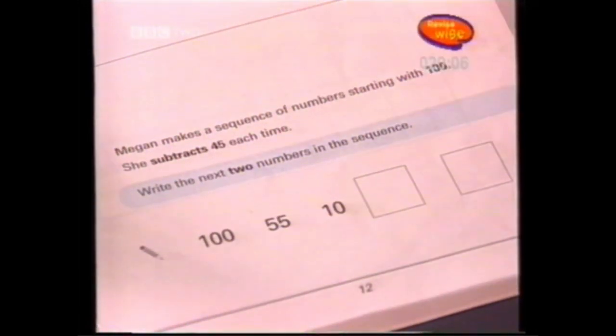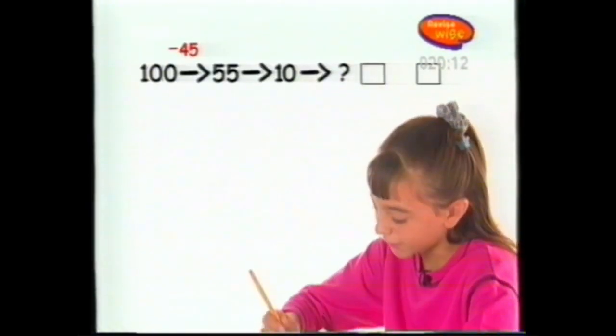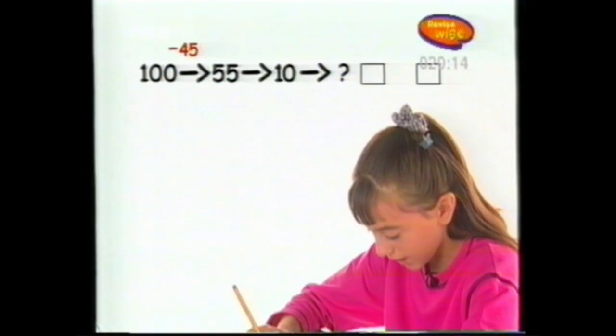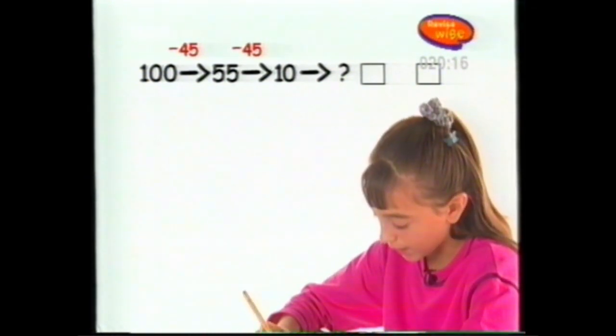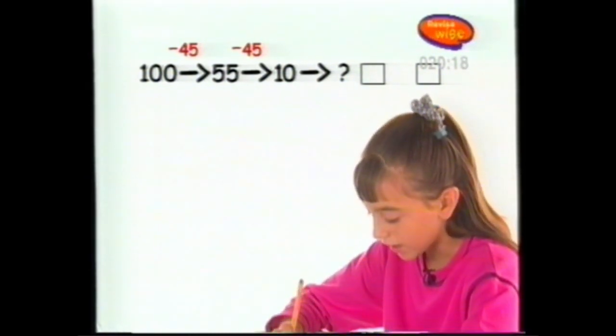With this one, they tell us what rule to apply. Yes, but there's something to watch out for here. Right. 100 minus 45 is 55, and 55 minus 45 is 10.